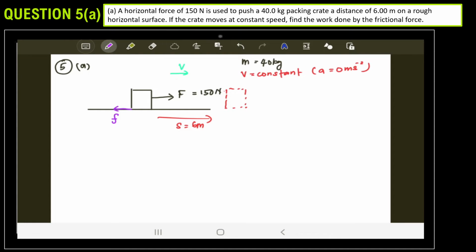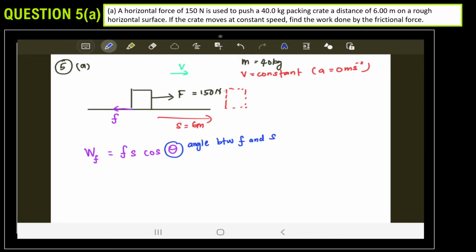Okay, so W is equal to, tengok sini, we want to find the work done by the frictional force, and it's equal to Fs cos theta, where F, the type of the force now is friction, because we want to find the work done by the frictional force. So Fs cos theta. The angle theta here is the angle between friction and S.